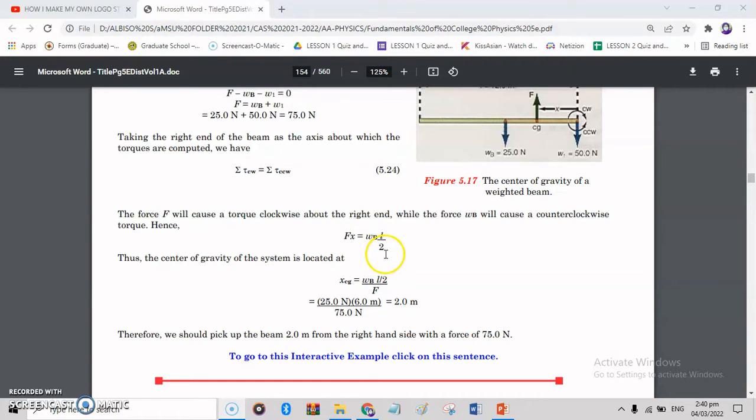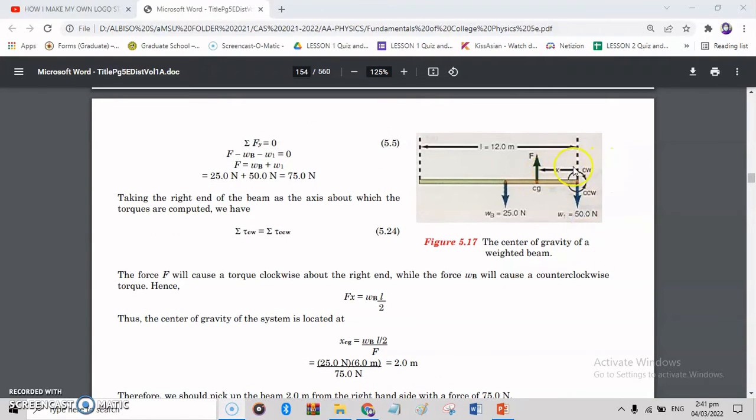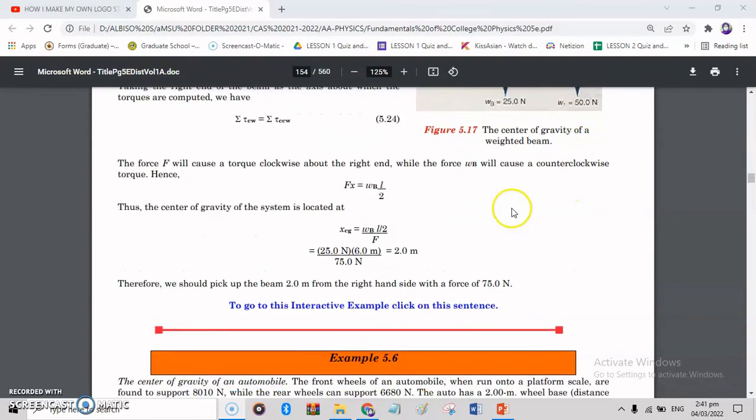So, baba mo si F. It can be W, L half over F. And that is equals to 2 meter. Therefore, we should pick up the beam 2 meter from the right-hand side with a force of 75 Newton. So, this is a 2 meter from this point. So, you are picking up a 75 Newton force 2 meters from this right.